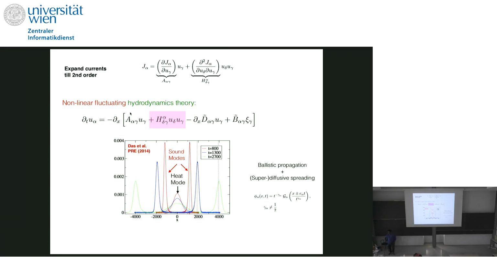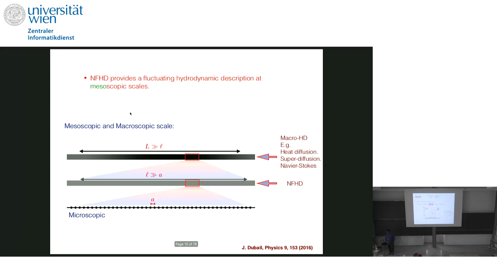Okay, but before ending this discussion about this nonlinear fluctuating hydrodynamics theory, let me make some remarks. So first remark that I want to make is that this theory provides a fluctuating hydrodynamic description at a mesoscopic scale. So what do I mean by that? So let me explain this through this picture. So, at microscopic scale, you have lattice. You have a length scale, which is lattice constant. These are the particles. But you take a zoom out view of this.